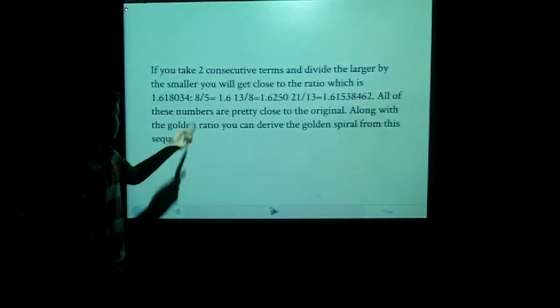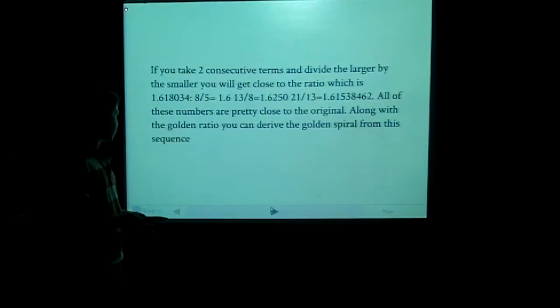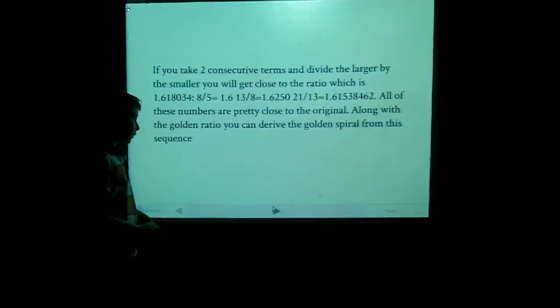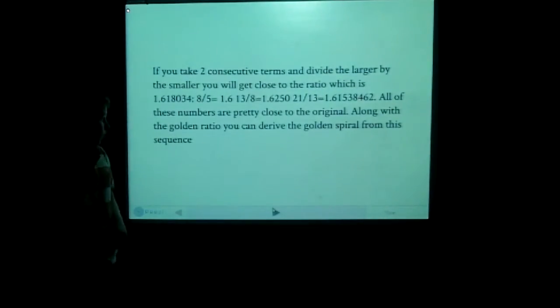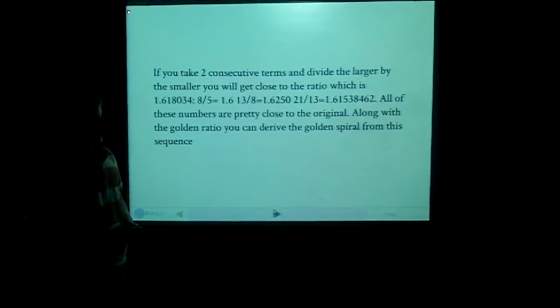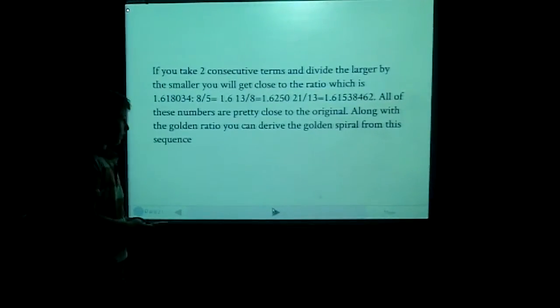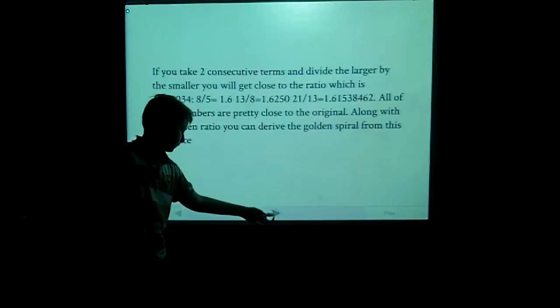Here are some examples. 8 divided by 5 is 1.6. 13 divided by 8 is 1.625. 21 divided by 13 is 1.615384. All of these numbers are pretty close to the original golden ratio. Along with the golden ratio, you can derive the golden spiral from the sequence.